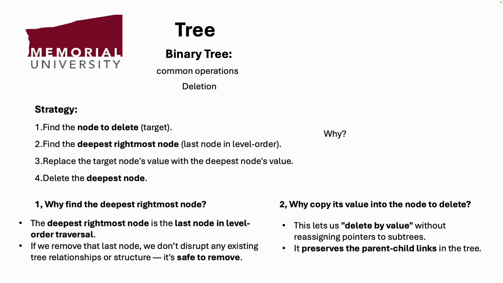So this allows us to delete by value without reassigning the pointers to the subtrees. It prevents breaking the parent-child links in the tree, so they're preserved. It means we don't need to break up the parent-child links when we process deletion. This is a more conservative way to process deletion, with less risk. Now you have a rough sense of why they designed this strategy to process deletion in the binary tree.